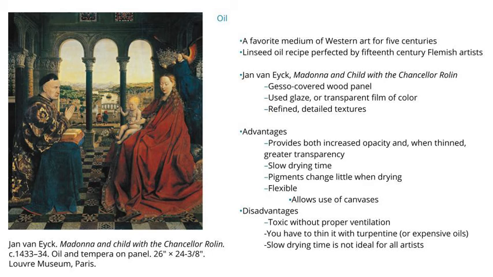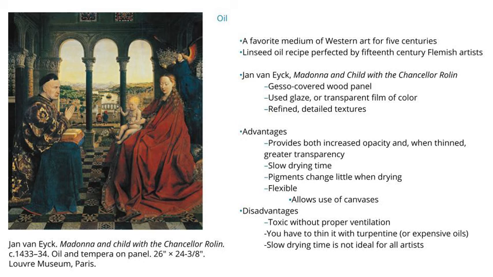So the advantages are it provides both increased opacity and, when thinned, greater transparency. So you can really control how opaque your paint is. Also, there's a really slow drying time, so you can go back in and fix and change things for a very long time before it dries. Also, the pigments change very little when drying. So when you put the paint down, that's what it's going to look like when it's dry. It's not going to darken a little bit over the next couple hours.